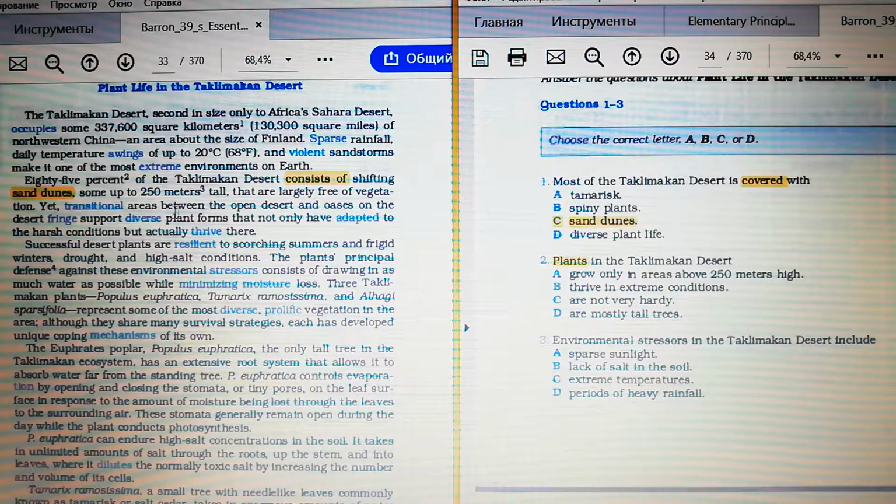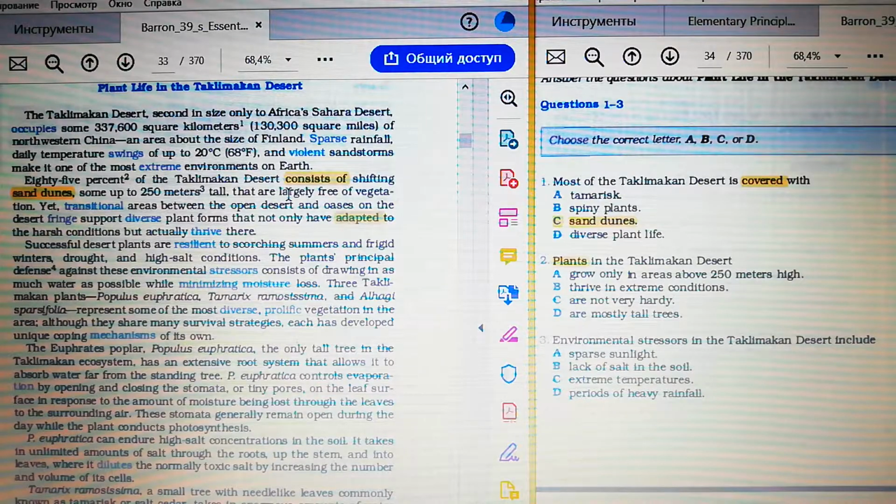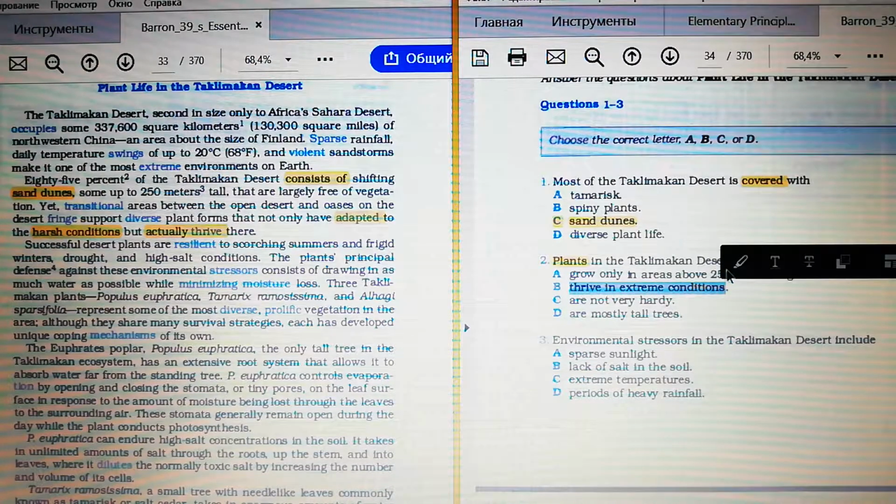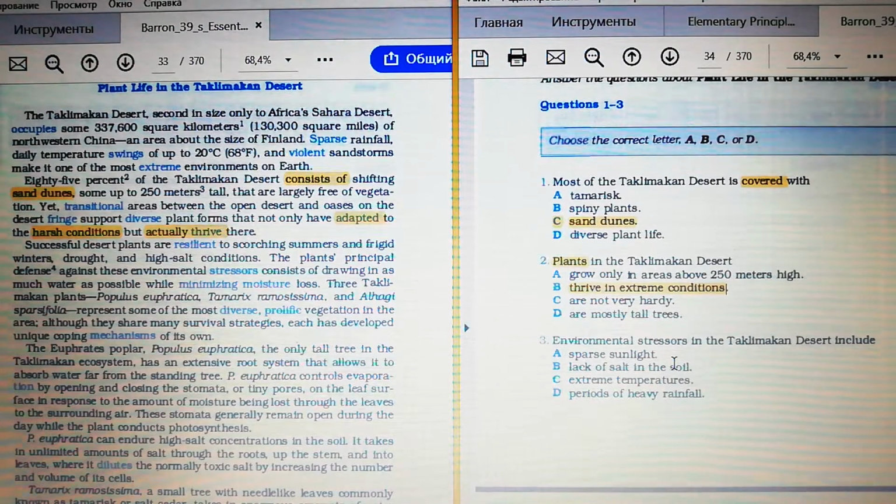So let's go below, and here we have a description with the keywords "adapted in the harsh conditions," which is the actual "thrive here." These are very strong keywords to understand that the answer to this question will be B, because it says that they have to survive in the harsh conditions. So this will be the answer to the second question, and it says so directly. It was not so complicated. So let's go to the third question.